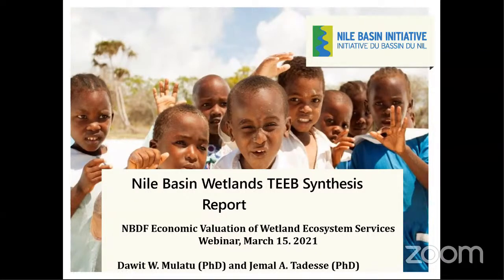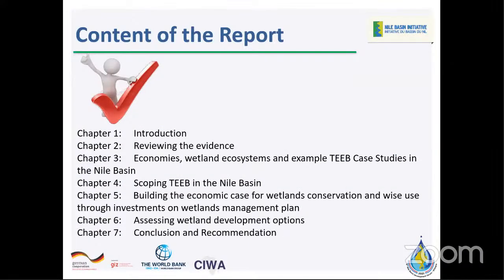Okay, this is the Nile Basin Wetland TIB Synthesis Report. This synthesis report has a structure of 7 chapters, having a brief introduction, a review of the evidence, what is there, and the economies and the wetland ecosystems of TIB case studies in the Nile Basin. And we do a scoping of TIB in the Nile Basin, and then we build the economic case for wetland conservation, considering the case studies, and also we build an assessment of wetland development options.